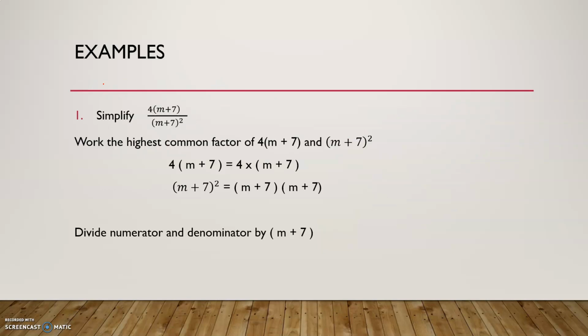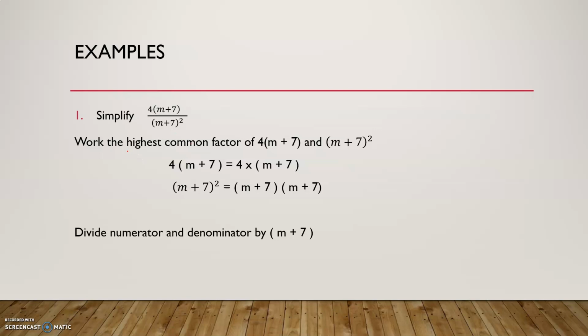So here we go, some examples. Example number 1: simplify 4 times (m + 7) divided by (m + 7) all squared. Now, if we have to simplify these fractions, what we have to do is work out the highest common factor.